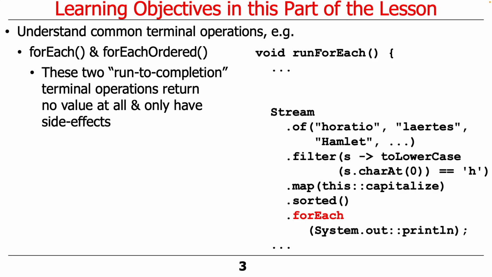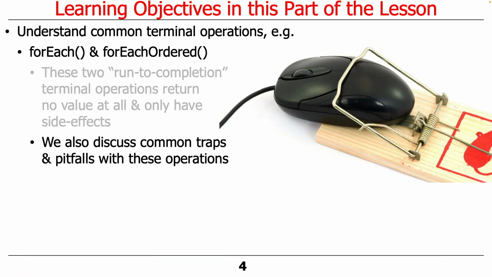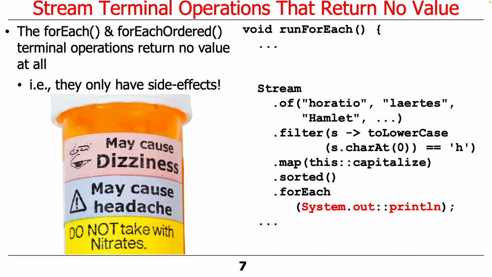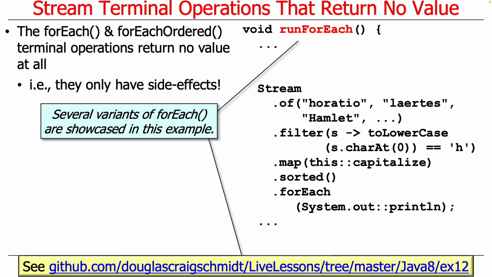And we'll see this in the context of our little Hamlet example again. We're also going to talk about some of the traps and pitfalls with using these operations because, as always, it's not all rainbows and unicorns. There are some problems with this, which, of course, are addressed with other terminal operations later. So forEach and forEachOrdered are terminal operations that don't return any value. They have a side effect instead. And we're going to show some examples.